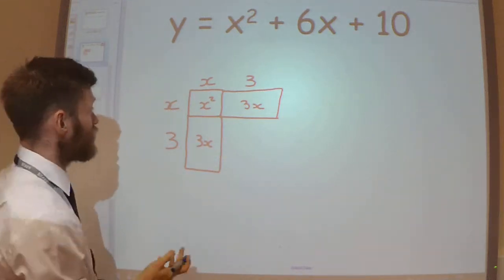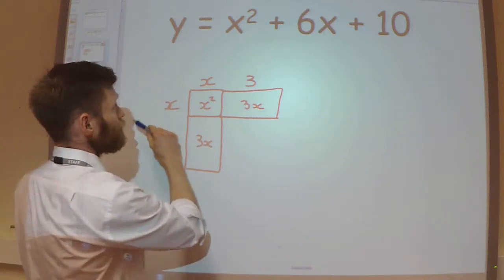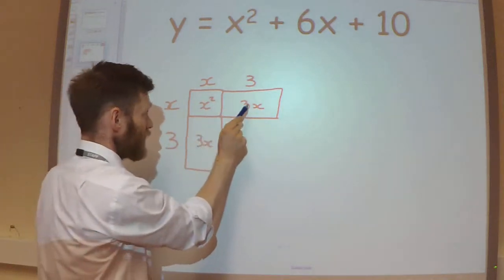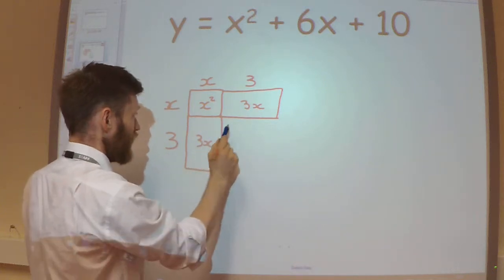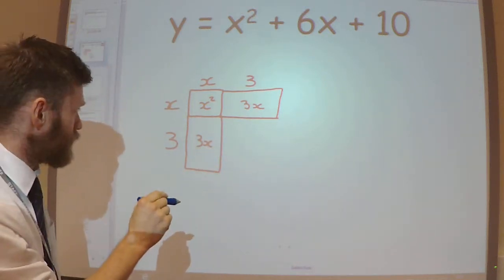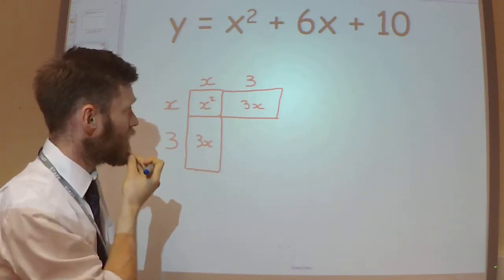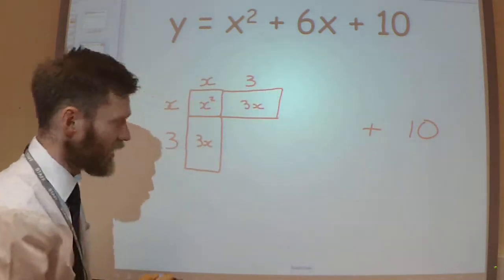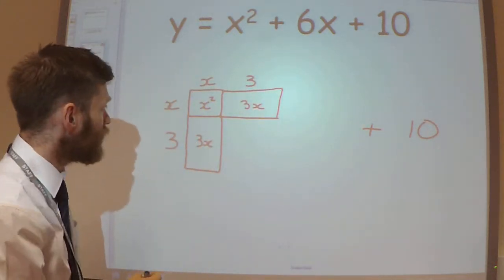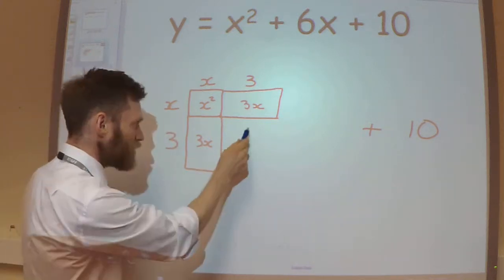So you can hopefully see how this is starting to take shape. I've got my x squared term, I've got my 3x term here and my 3x term here. You'll notice that the 10 isn't part of this yet. So I'm just going to keep the 10 separate over here for now. We'll think about that in a minute. What else do I have here though? Well, there seems to be something missing.